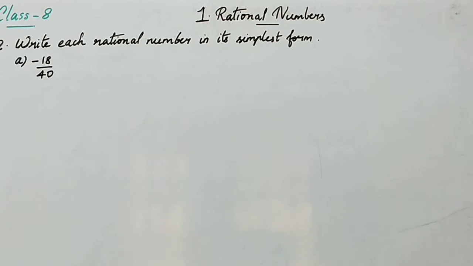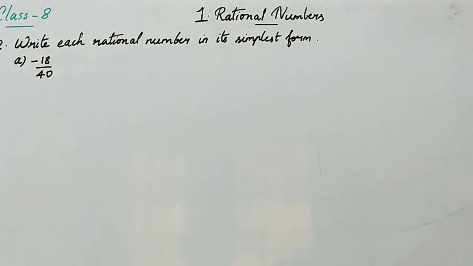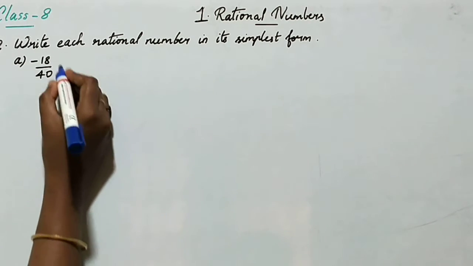Let us move to the next question. Question 2. Write each rational number in its simplest form. When I explained the properties, I told you what we have to do to express a rational number in its simplest form. I need to find the HCF of the numbers, and divide both the numerator and the denominator by it, right? So the first step is I need to find the factors. I need to find the factors of 18.